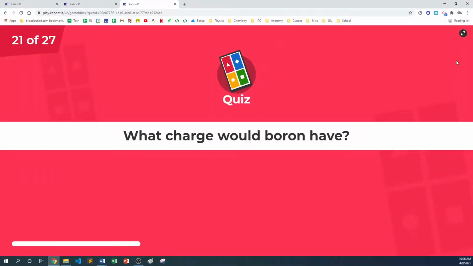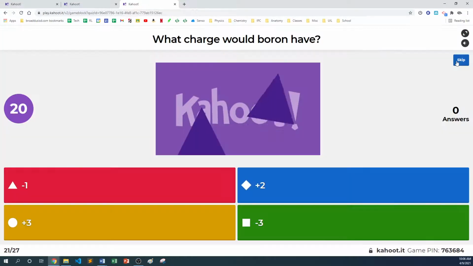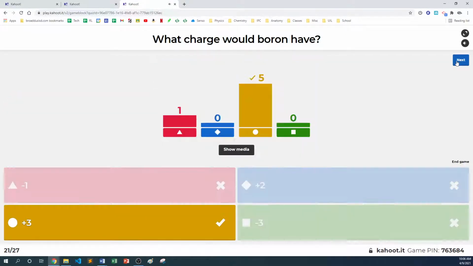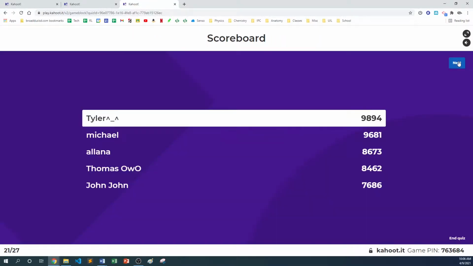What charge would boron have? +3. It's in group 3A.